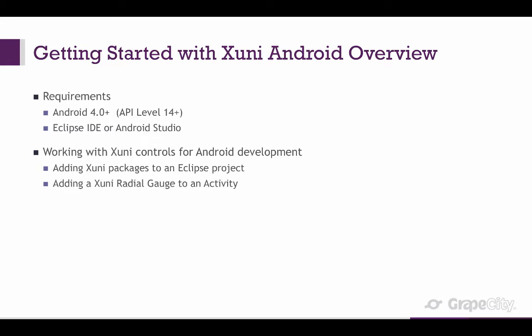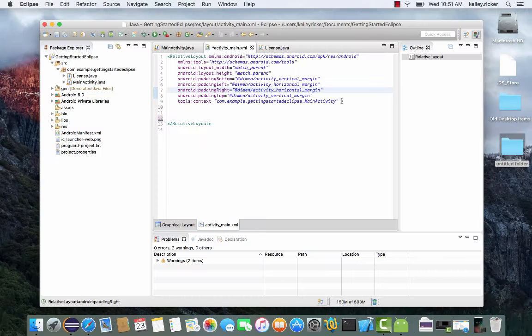This getting started video will cover working with Xamarin controls for Android development by adding Xamarin packages to an Eclipse project and adding a Xamarin radial gauge to an activity. Here I've opened up an Eclipse project that I previously created that doesn't have any Xamarin controls added to it yet. To add the Xamarin libraries to your Eclipse project, follow these steps.